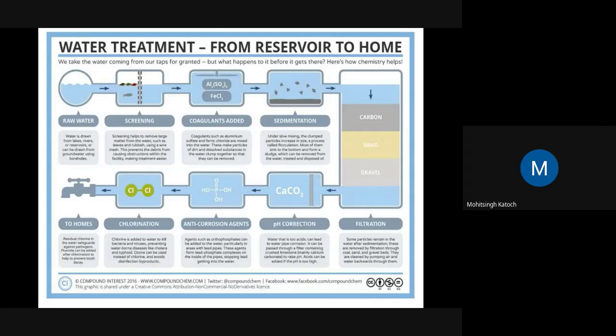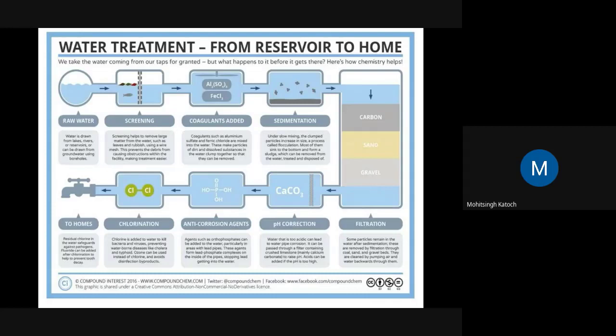Agents such as orthophosphates can be added to the water, particularly in areas with lead pipes. So when lead pipes are used in certain areas, we can add orthophosphates. These agents form lead phosphate complexes on the inside of the pipes, stopping lead from getting into the water. Lead poisoning is a very dangerous situation. So to avoid lead poisoning, orthophosphate and these types of agents can be used, which are known as anti-corrosion agents. After that, the next stage is disinfection.